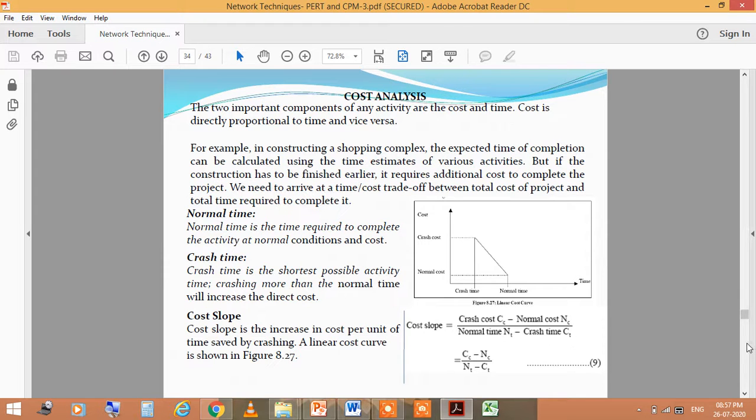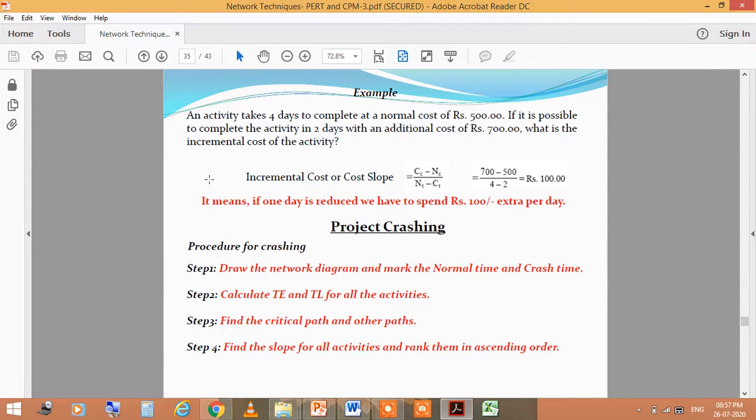Okay, so next is another example. You see here, an activity takes 4 days to complete at a normal cost of rupees 500. If it is possible to complete the activity in 2 days with an additional cost of rupees 700, what is the incremental cost of the activity? You have to calculate the incremental cost or cost slope from this formula. So you can calculate here, you get 100 rupees. It means if 1 day is reduced, we have to spend rupees 100 extra per day, right?